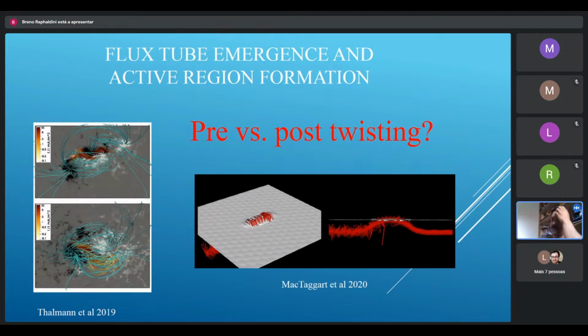Although some theoretical works suggest that the twisting of the magnetic field lines, such as is shown here, is necessary for the coherence of flux tubes. Otherwise, the flux tube could be disrupted by the turbulent motions in the convective zone.